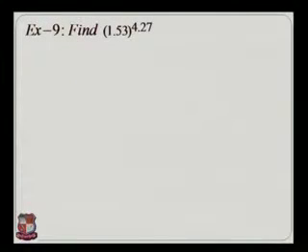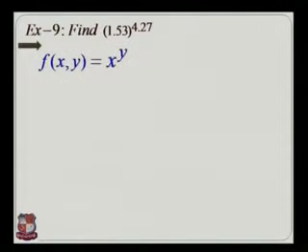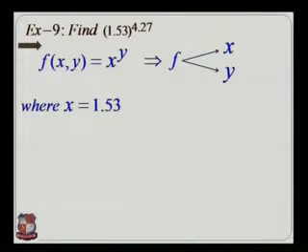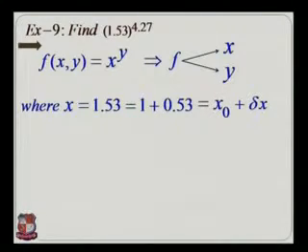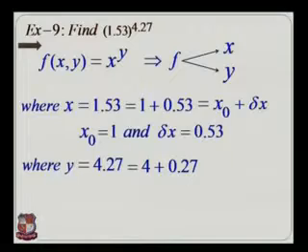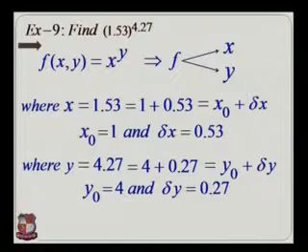One more example, 1.53 raised to power 4.27. So, x raised to y, f is a function of x and y. x, that is 1.53, we convert into 1 plus 0.53, meaning x0 is equal to 1 and delta x is equal to 0.53. Power y, that is 4.27, so this is equal to 4 plus 0.27, y0 plus delta y. So, y0 is equal to 4 and delta y is equal to 0.27. So, here we take x0 equal to 1 and y0 equal to 4.